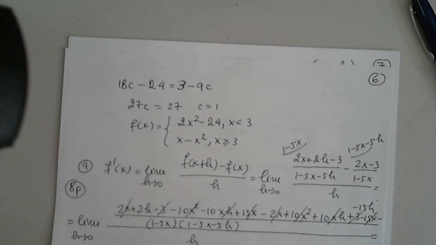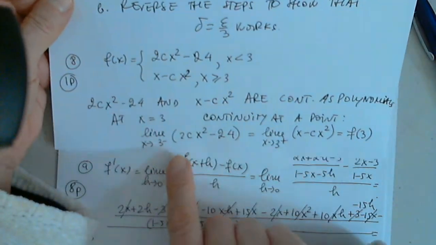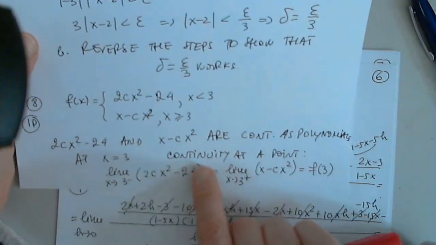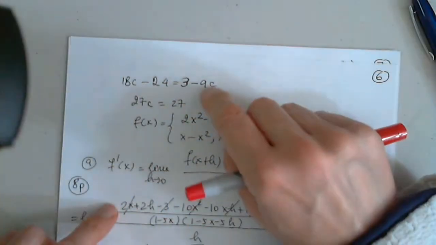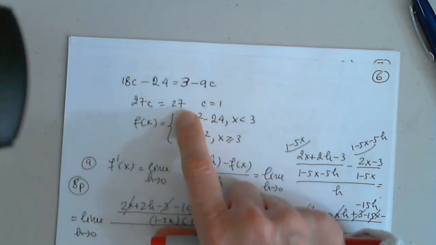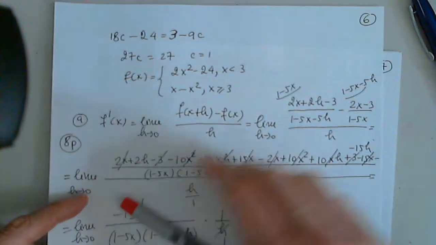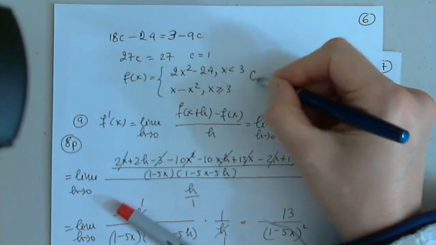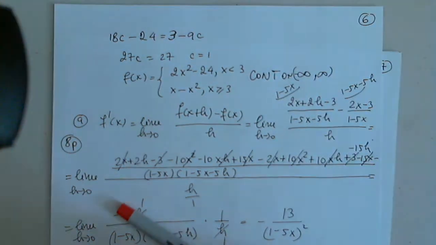So therefore, when I plug it in, I get the left-hand side. So when I plug in x equals 3 here, 9 times 2 is 18c minus 24. And when I plug in 3 here, I get 3 minus 9c. I move 9c to the other side to get 27. I move 24 to the other side to get 27. So divide, c is 1. I plug it back in, and this is the function that is continuous everywhere. Continuous on negative infinity to infinity.